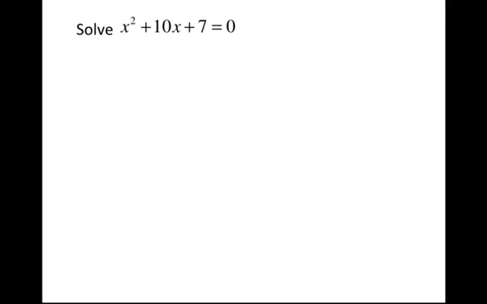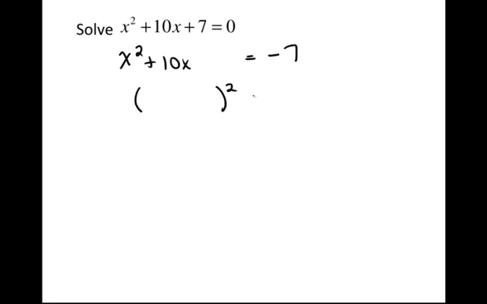I'm going to solve this by completing the square. This method is most attractive when the x squared coefficient is 1 and the x coefficient is even, 10 in this case. And so the first thing I'm going to do is write the x terms on the left and subtract 7 from both sides to get the number on the right.